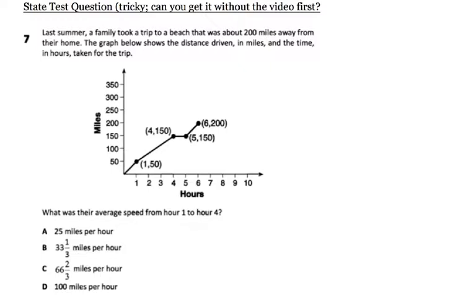So looking at the graph and just sort of thinking about it, we have the hours as their x value. Remember, that's the first value in the ordered pair. And then we have miles as our y value. All right, so for example, if we just looked at a random point, the 6, 200 means after 6 hours, the family had driven a total of 200 miles.